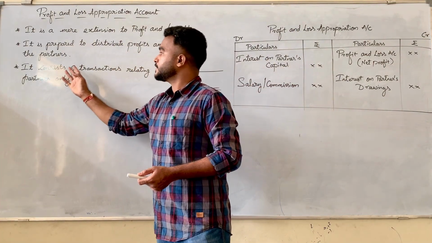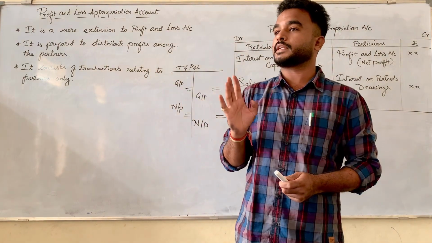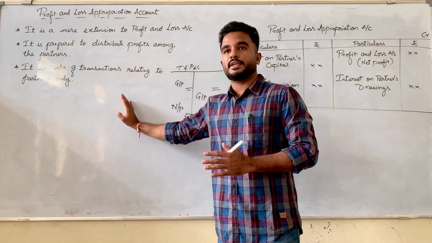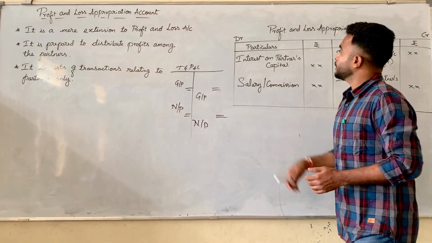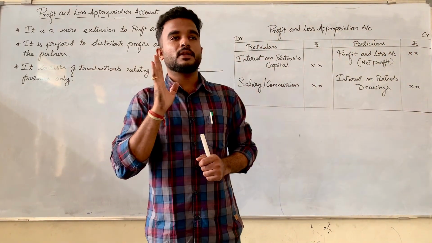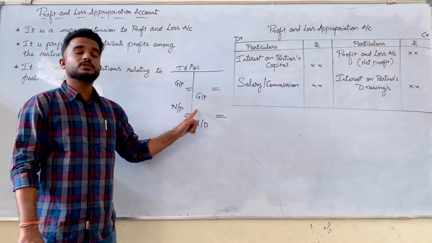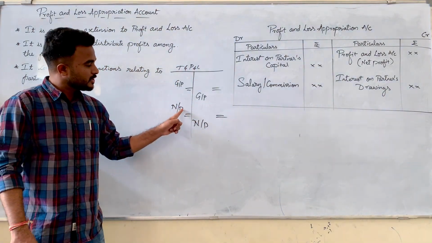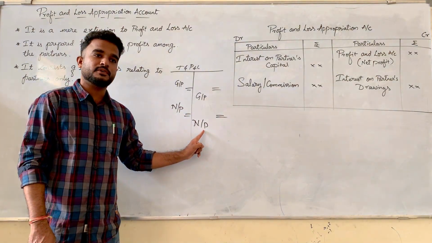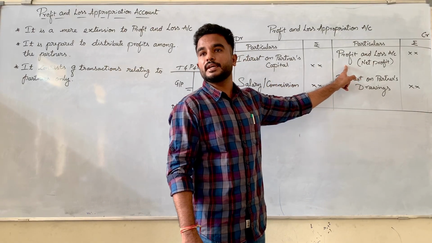Third one, it consists of transactions relating to partners only, partner related transactions. Understood or not? No other transaction is involved here. So now, if we check the account, we have only 4 items here in profit and loss appropriation account. As I previously said, it is an extension to which account? The profit and loss account. So whatever net profit we have earned in profit and loss account, that will be carried forwarded. And here it starts with net profit.